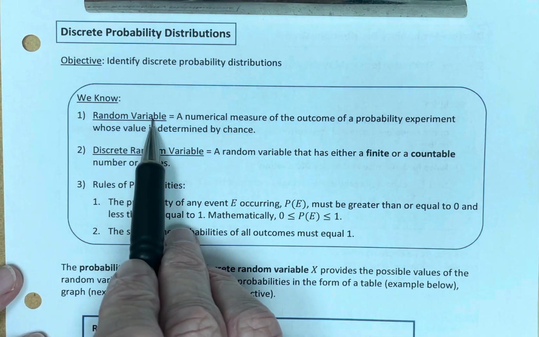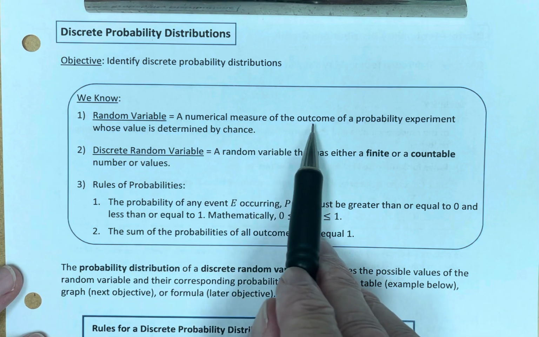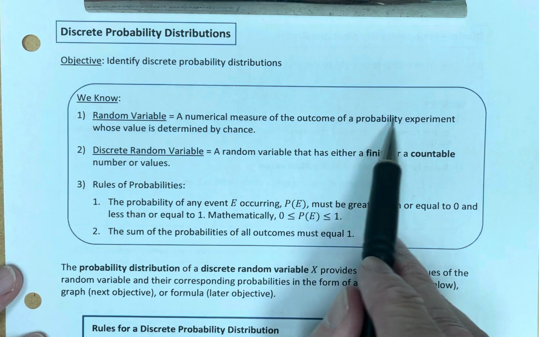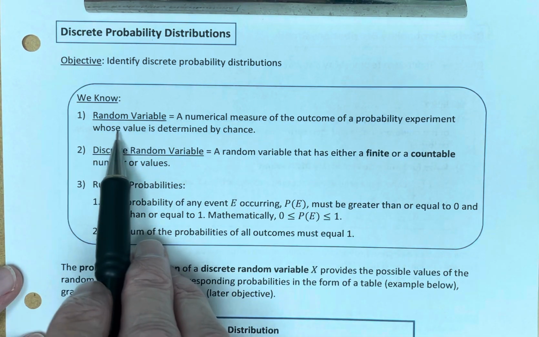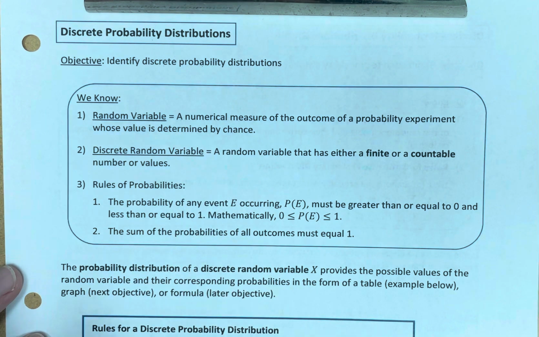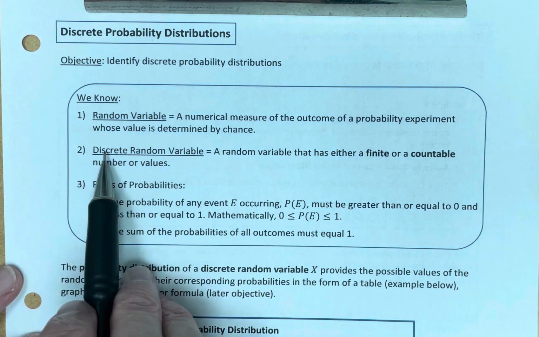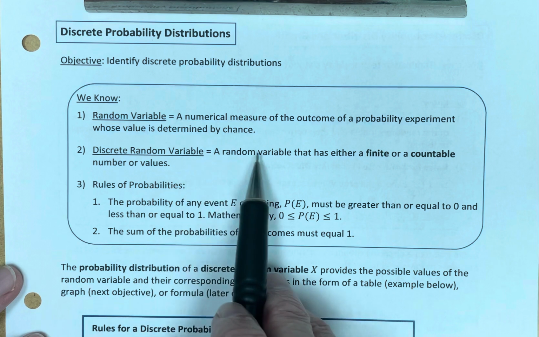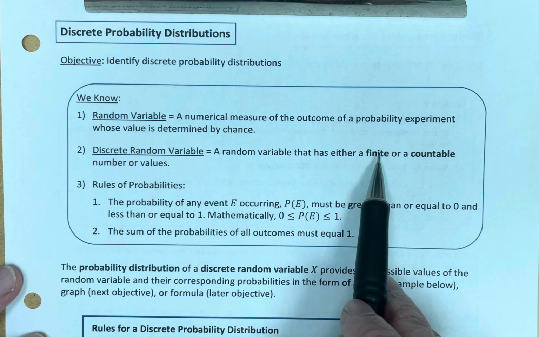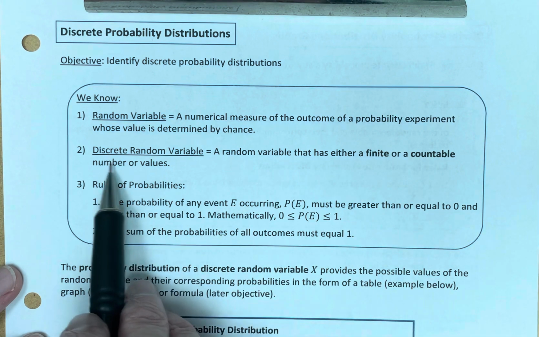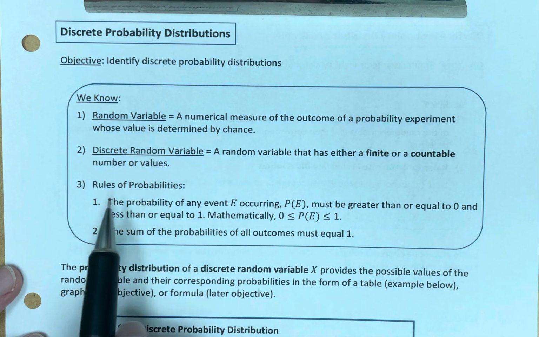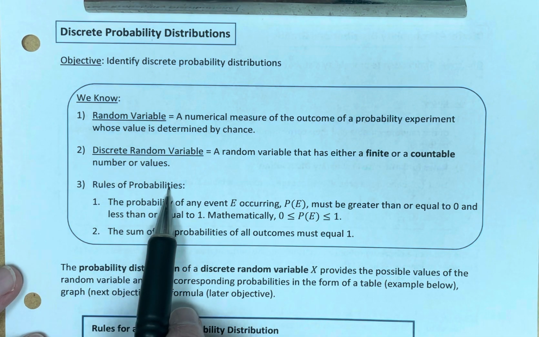We know what a random variable is: a numerical measure of the outcome of a probability experiment whose value is determined by chance. We know what a discrete random variable is: a random variable that has either a finite number or a countable number of values. And we know the rules of probabilities.